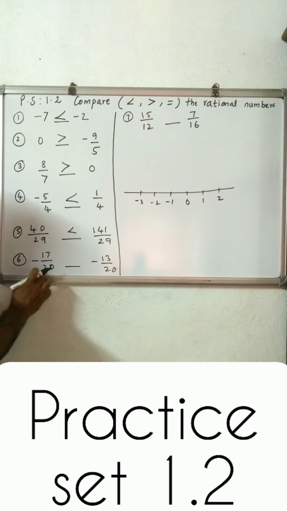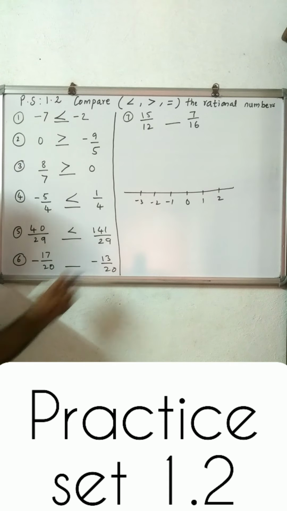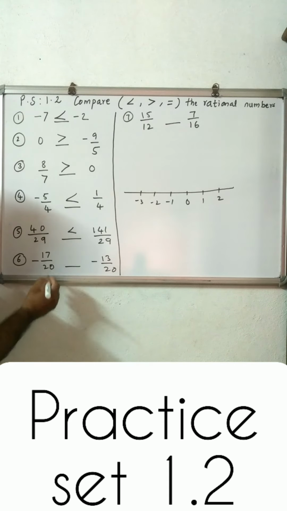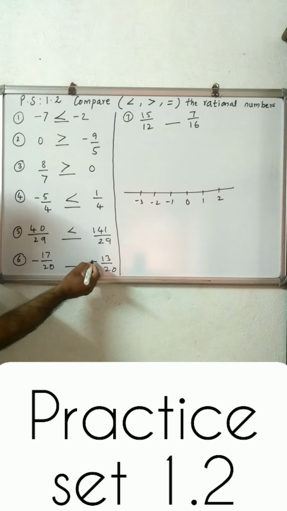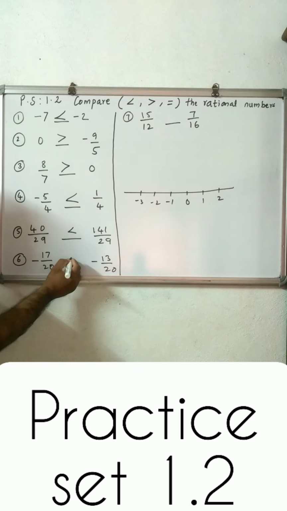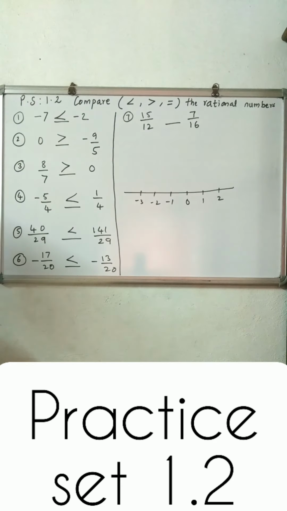Now here the sixth one, minus 17 upon 20 and minus 13 upon 20. So both are negative. Denominator is same, so we have to compare the numerators. So here minus 17 is less than minus 13. So minus 13 is greater. So minus 13 upon 20 is greater than minus 17 upon 20. Now we'll see the next example, where the denominator is different.